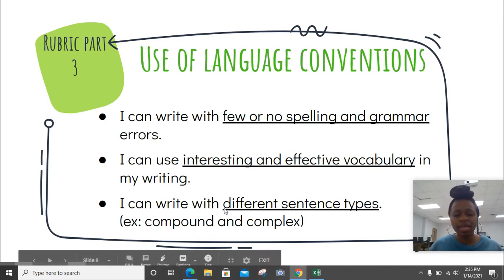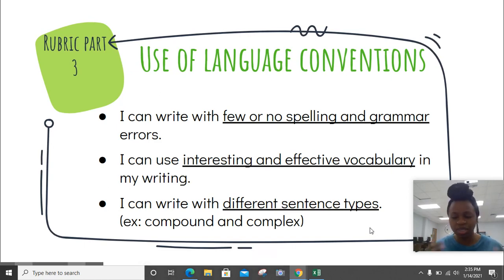Okay. And lastly, you can write with different types of sentences. You want some compound and complex sentences in your writing. You don't want just a bunch of simple sentences. You definitely want to add some compound and complex sentences to make your writing more interesting.